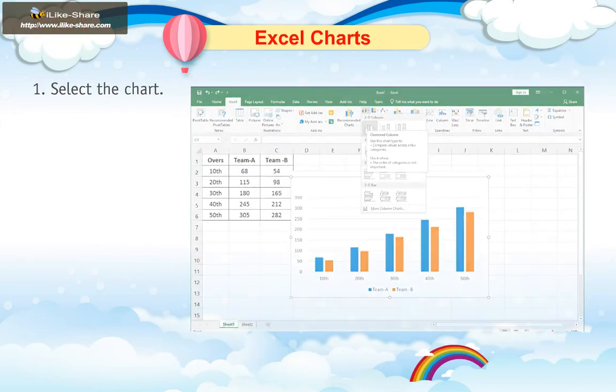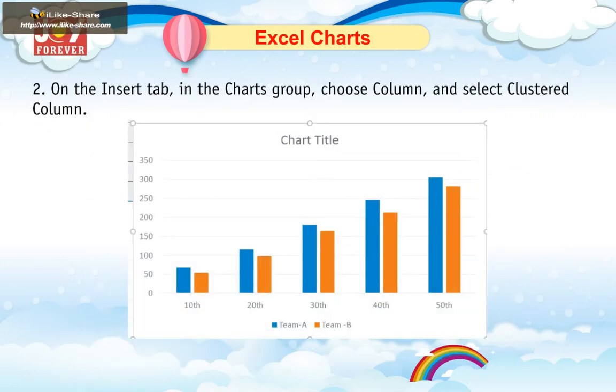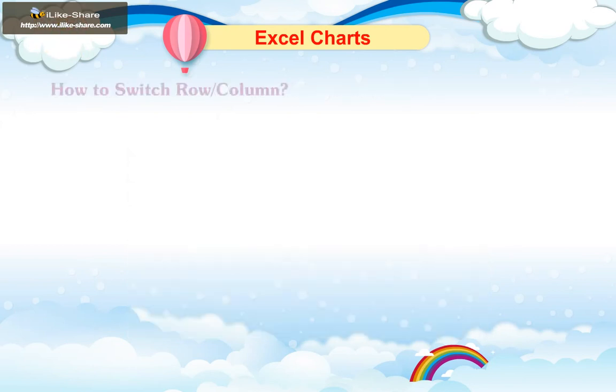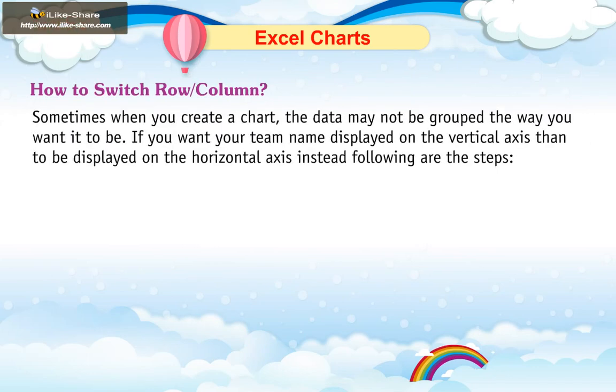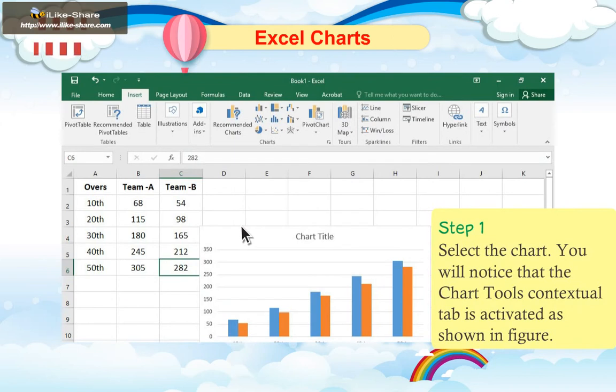1. Select the chart. 2. On the Insert tab in the Charts group, choose Column and select Clustered Column. How to switch row or column? Sometimes when you create a chart, the data may not be grouped the way you want it to be. If you want your team name displayed on the vertical axis rather than on the horizontal axis, following are the steps. Step 1.